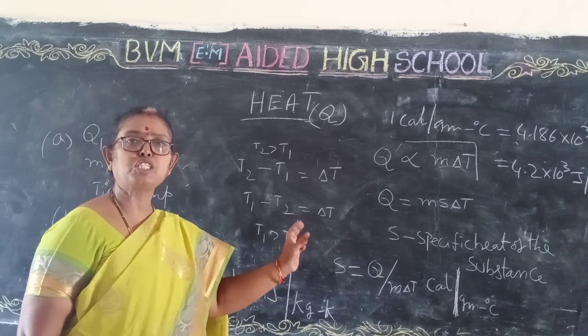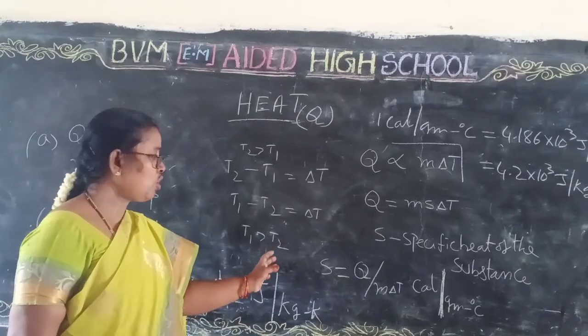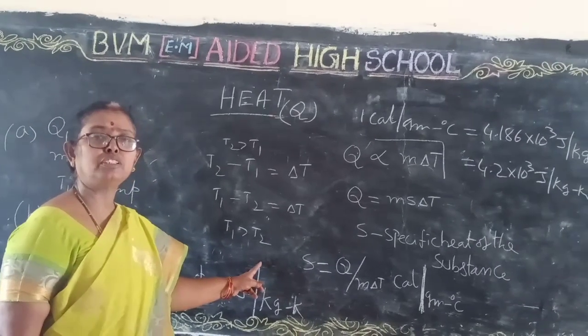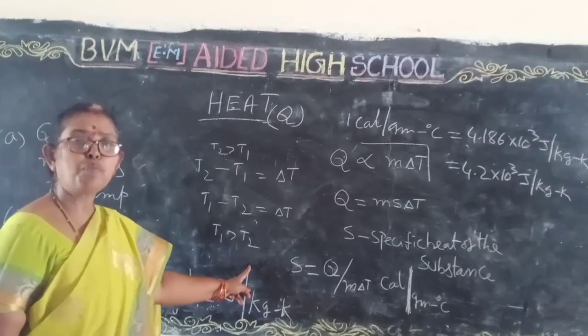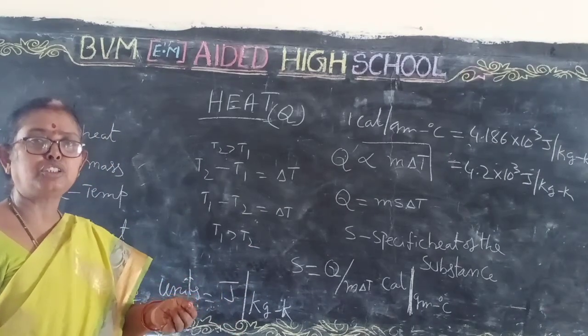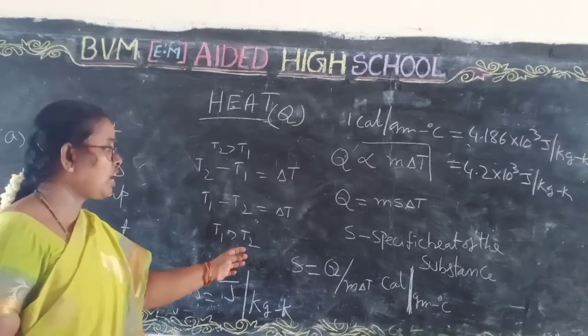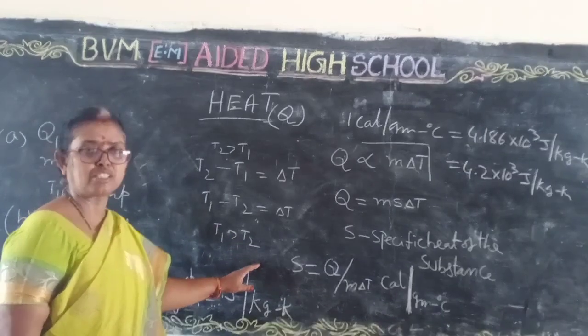What are the units of specific heat? What is meant by S? For every substance we have a different specific heat, depending upon the amount of energy required for 1 unit of mass to rise 1 degree centigrade. So this we call the specific heat of the substance.